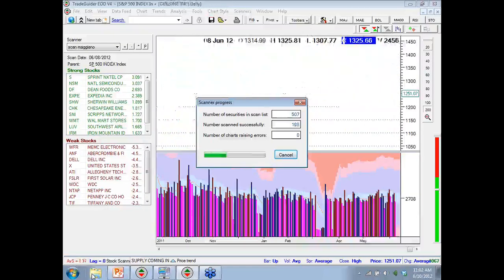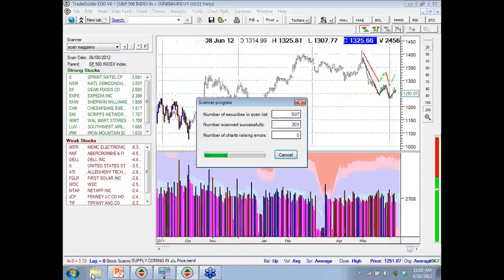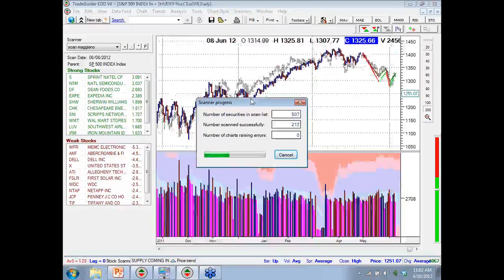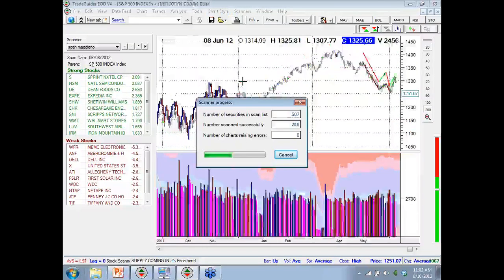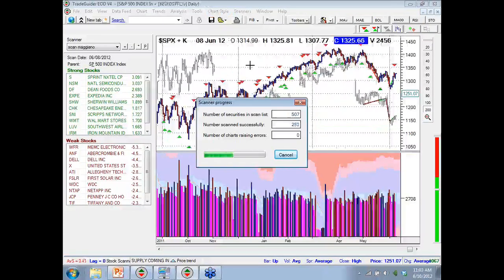So this will take about another 25, 30 seconds. It's quick. That's super quick. And now I do this every week. I do my scans usually on a Sunday, sometimes Monday morning, so I've got the latest data.